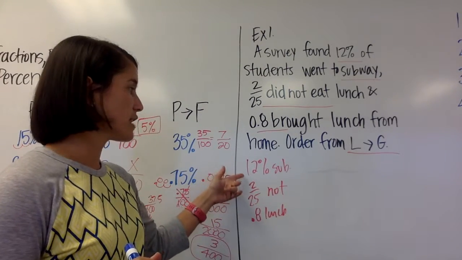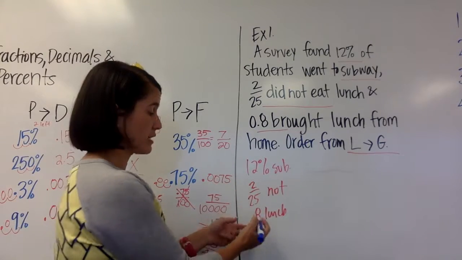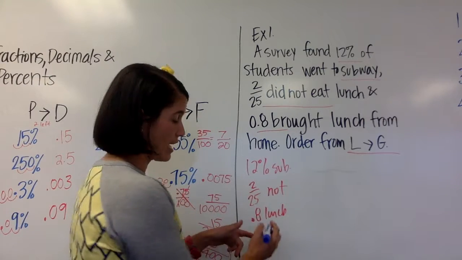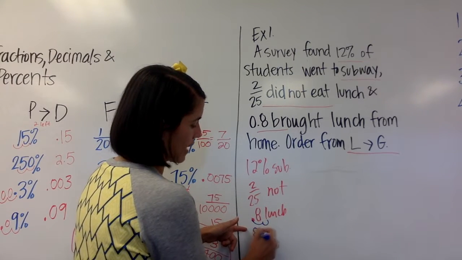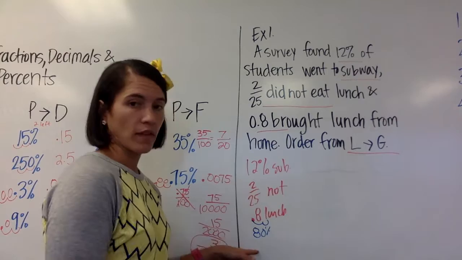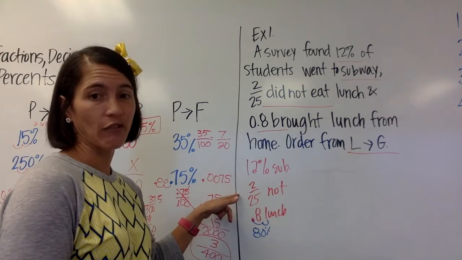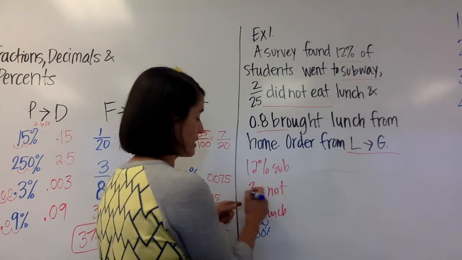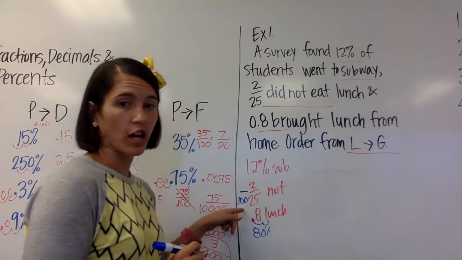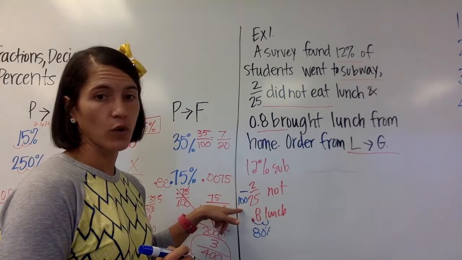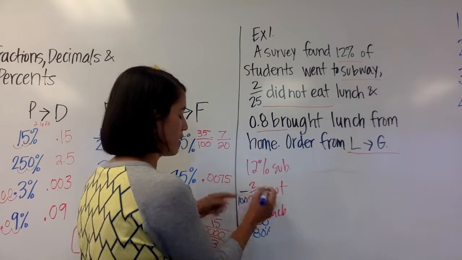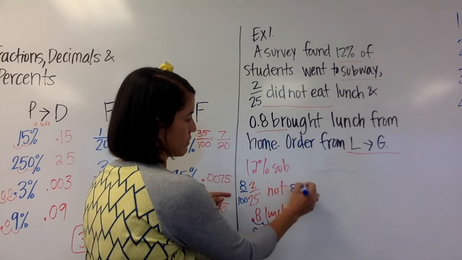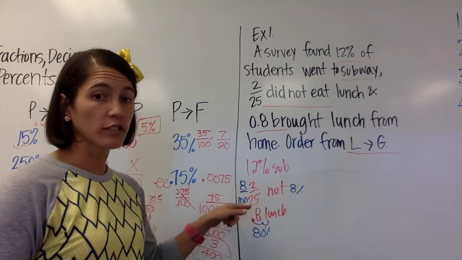Since this one is a percent, I'm just going to convert them all to percents. I see my decimal here. And I know that a decimal of 0.8, I'm going to move the decimal twice, so that would be 80%. So now I have 12%, 80%, and now I have a fraction that I need to get to a percent. I see that 25 can be written as an equivalent fraction over 100. 25 times 4 is 100. So 2 times 4 is 8. And so that would be 8%. And I got an equivalent fraction out of 100.